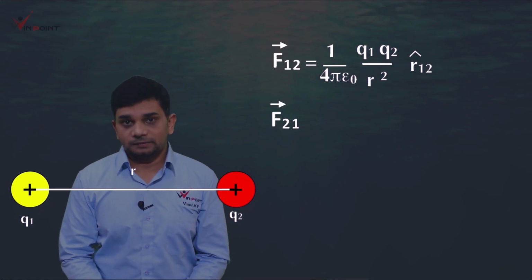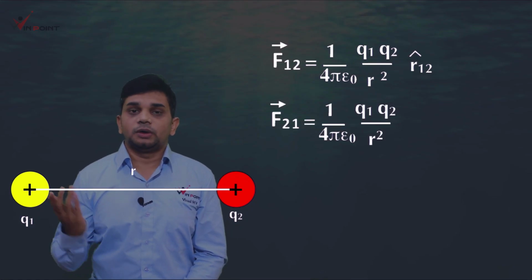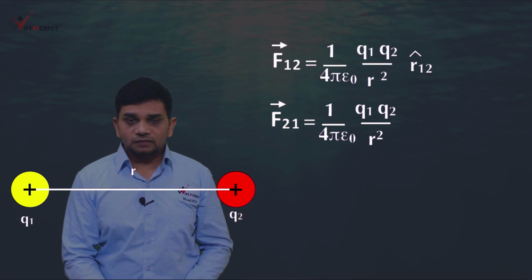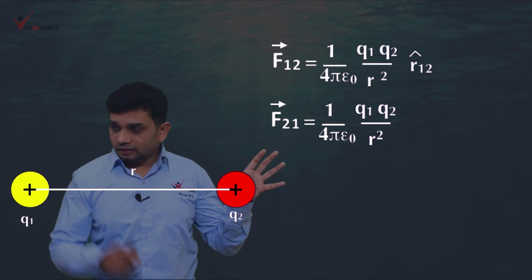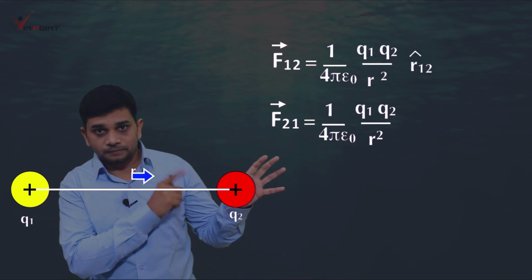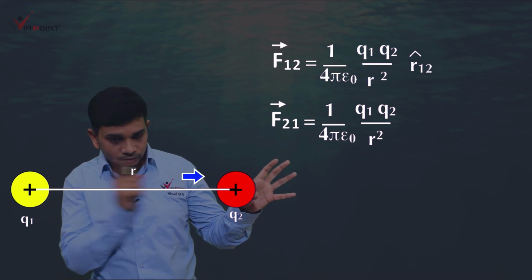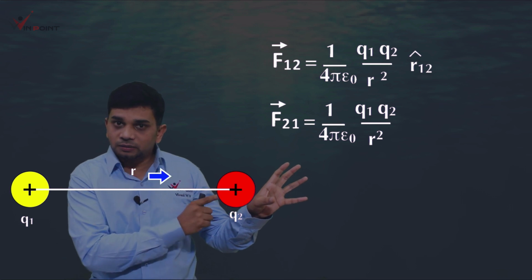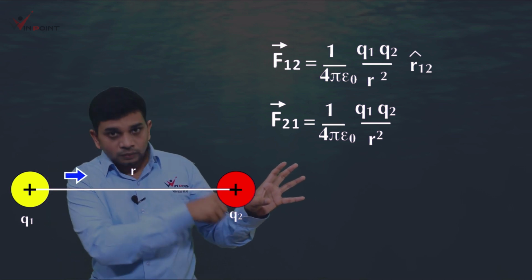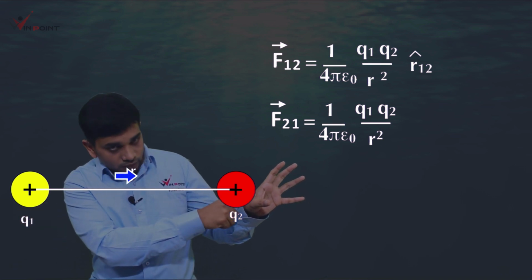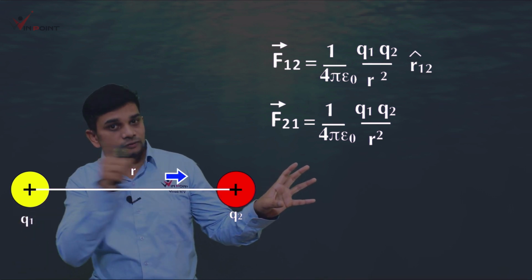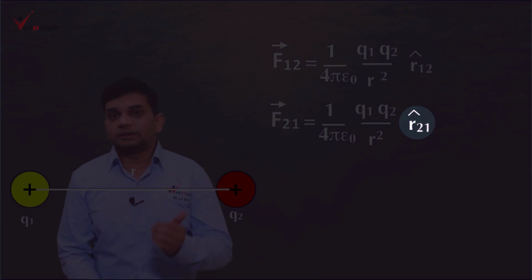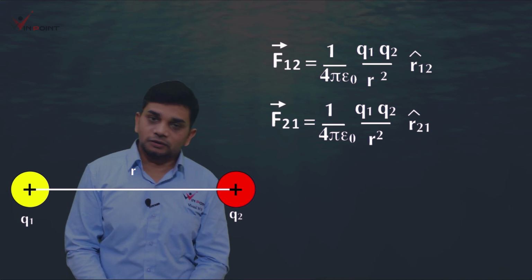Similarly, F21 is 1 by 4 pi epsilon 0 q1 q2 by r square, it will be the same. Now we need to consider the unit vector. This is the charge q2, and q1 is exerting a force on q2 in this direction. This is the direction of force. So we need to consider the displacement also in the same direction, to q2 from q1. So 2 from 1, it is unit vector r21. This is the method we are following to write the vector formula.